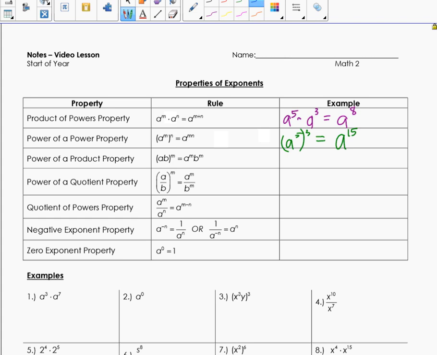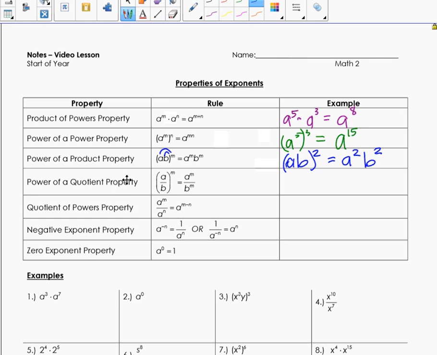Now, if you look at the power of a product property, here we have two different bases. We have an a and a b, but they're both being raised to the same power, that m. So you want to think about the distributive property. I distribute the exponent to the a and to the b. So let's say you had a b to the second. That would end up being a squared times b squared. So both bases get that exponent.